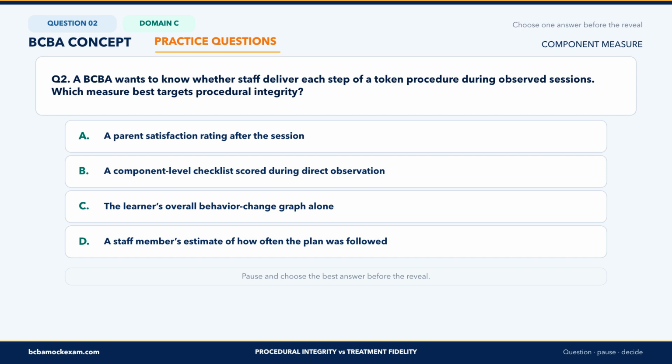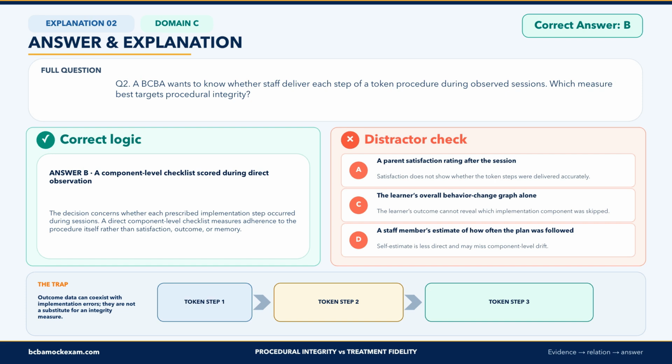Hold the labels for a moment. Match the evidence to the options. The strongest answer is B. A component-level checklist scored during direct observation. The decision concerns whether each prescribed implementation step occurred during sessions. A direct component-level checklist measures adherence to the procedure itself rather than satisfaction, outcome, or memory.